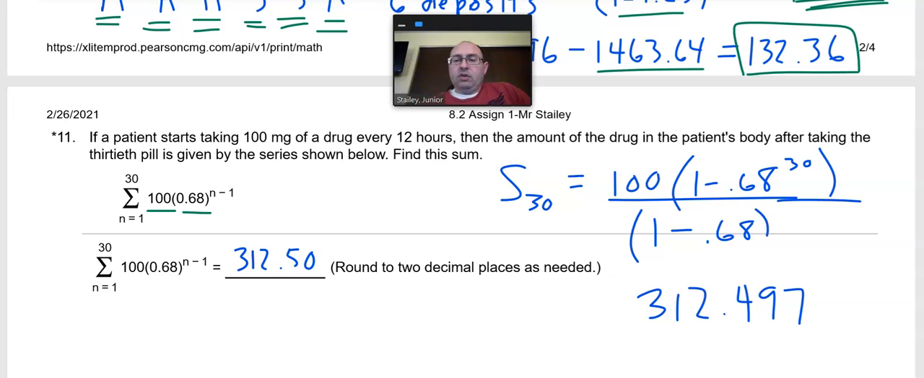So we know the starting amount, 100. We know the multiplier, 0.68. We know that there are 30 different doses that we're taking. And so plug it all into the finite geometric formula. We end up with 312.497. They say round to 2 decimal places, so 312.50. I'm sure it'll take it if you put 312.5 on this type of problem, but just go to 2 decimal places.